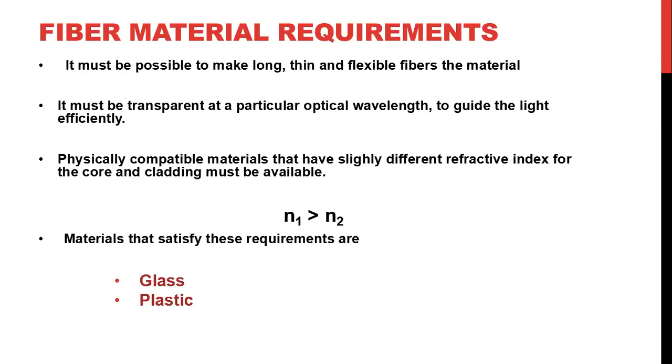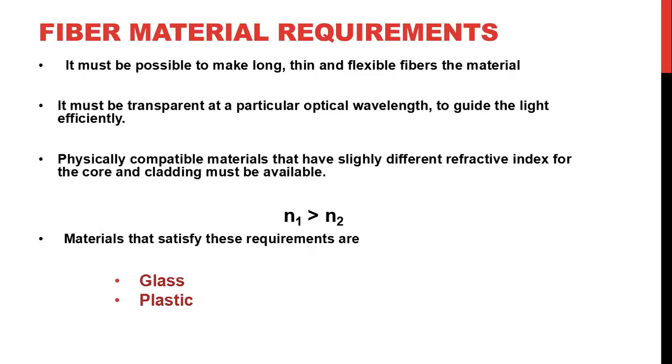So when we talk about fiber materials, we need to deal with different materials based on our requirement. So first of all, I will discuss what are the basic criteria for selecting a particular material for the fiber fabrication. So the first criteria is that it must be possible to make long, thin, and flexible fibers. It must be transparent at a particular wavelength to guide the light efficiently.